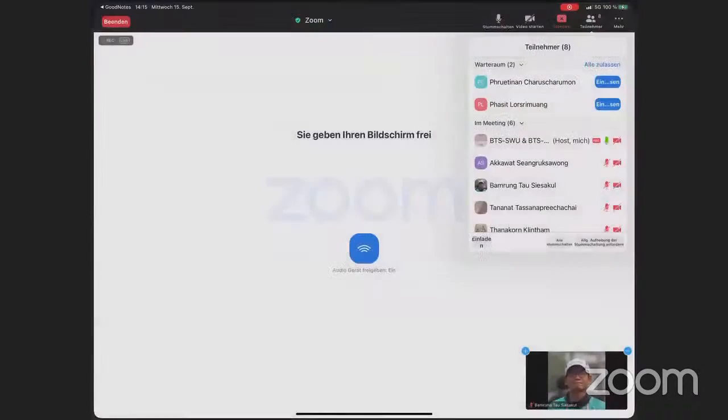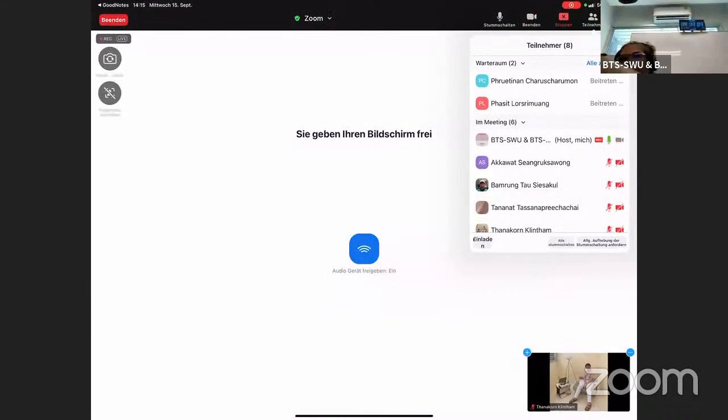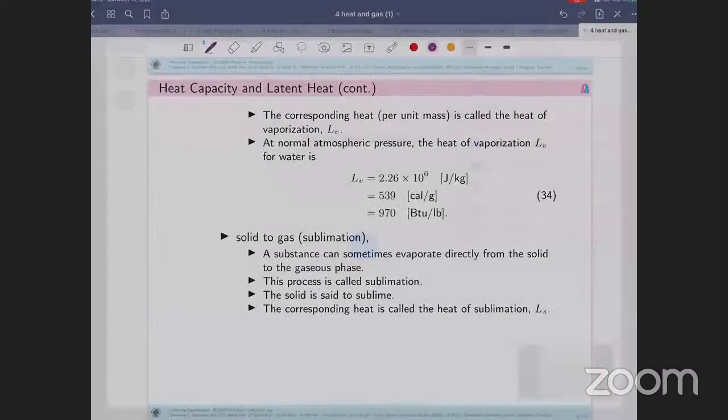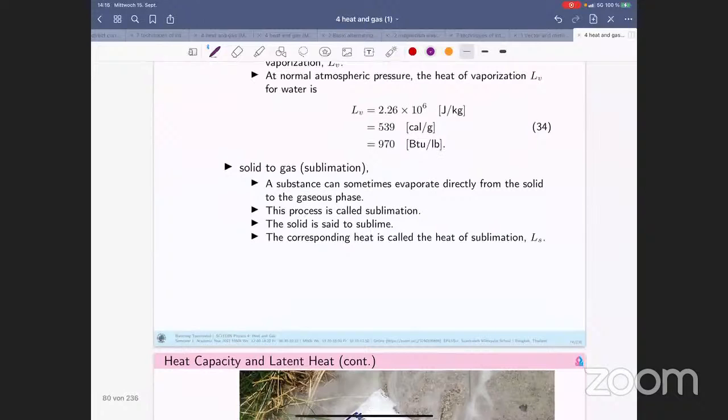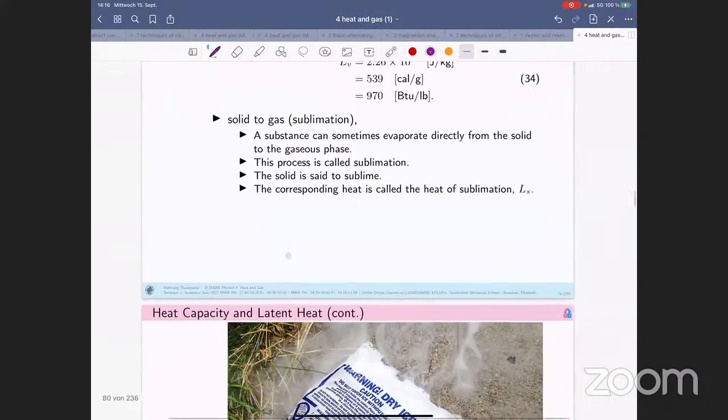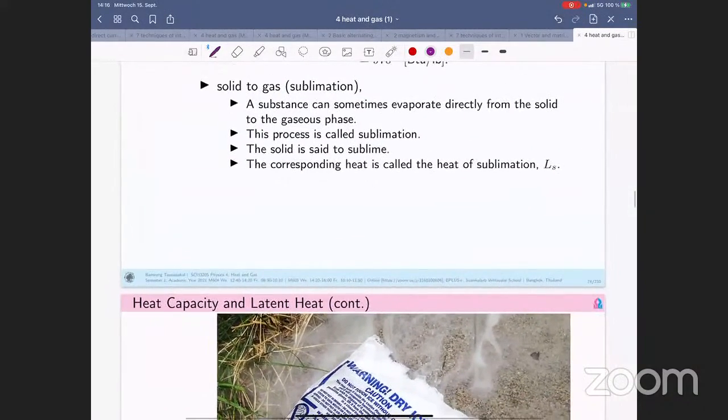Solid to gas, or sublimation. A substance can sometimes evaporate directly from the solid to the gaseous phase.